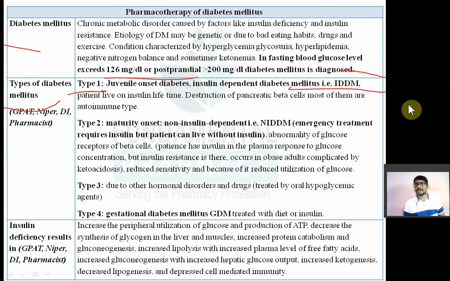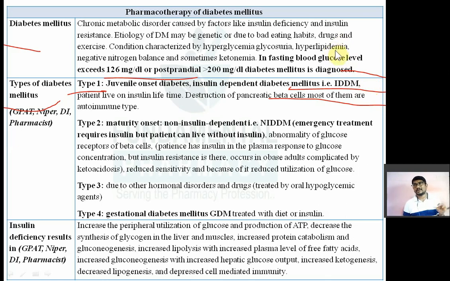So you know that your pancreas has two different functions, exocrine function as well as endocrine function. Exocrine function means the pancreas will produce digestive enzymes that will be secreted in the duodenum, which we will see in the digestive system. That function of the pancreas is known as the exocrine function.